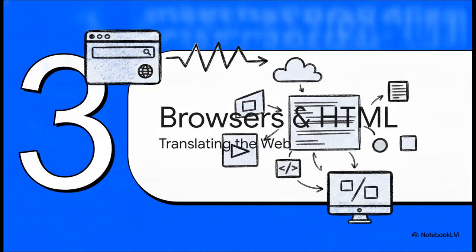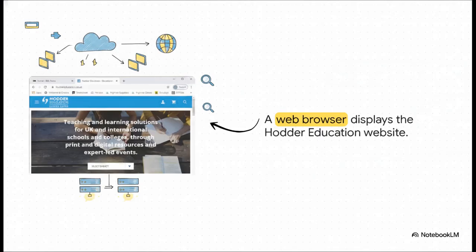Section 3. Browsers and HTML explained. Let's talk about the real hero of our journey, the web browser. The moment you request a URL, this incredible piece of software steps in. Your web browser retrieves raw code from a web server and completely translates it into the visual, interactive content we consume every single day.